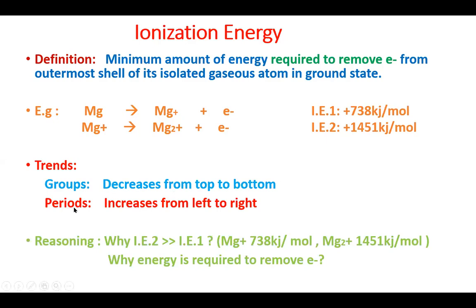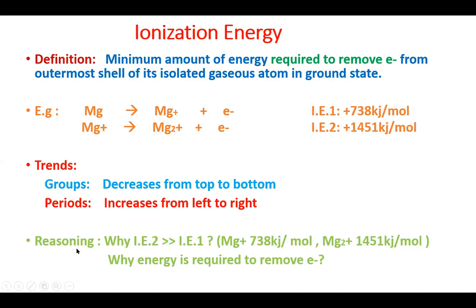Same for the period. We know that when we move from left to right across the periodic table, atomic size decreases. Small sized atoms have difficulty in losing their electrons, so more amount of energy is required to remove an electron from the elements which are present on the right side.